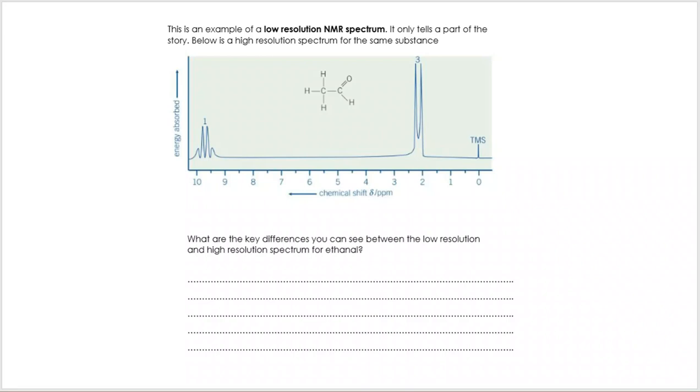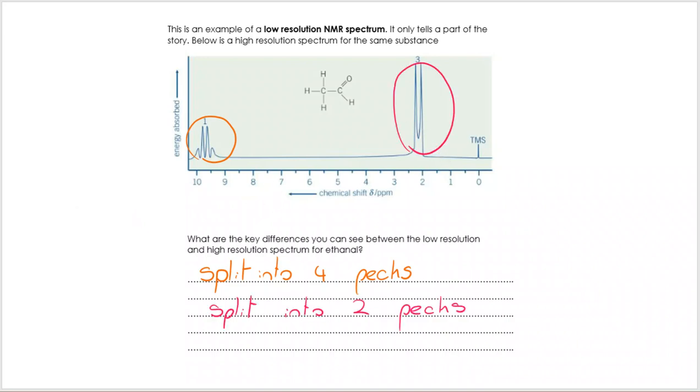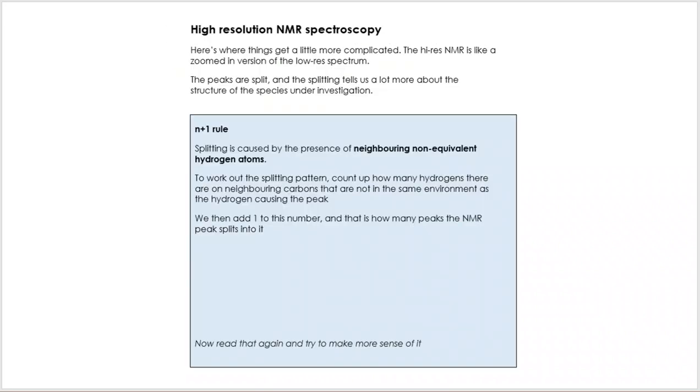So what are the key differences? Well, you can see that there are still the 2 peaks in the same areas, but the peaks have split, this one into 4, and this is split into 2. So what does that actually tell us? Well, actually, a great deal. So high resolution NMR spectrometry. This is something you will be needing to analyse, and it's important that you take on board the information in this blue box. When we get the splitting, it's caused by the presence of neighbouring non-equivalent hydrogen atoms.